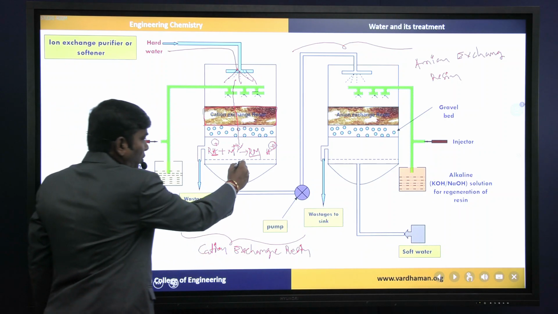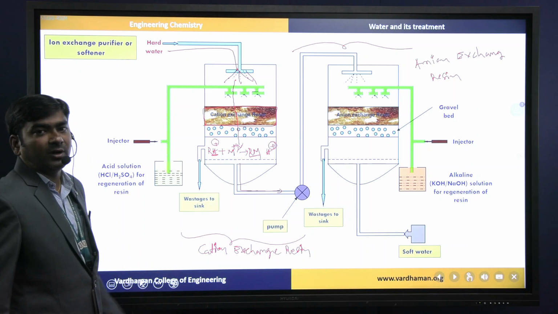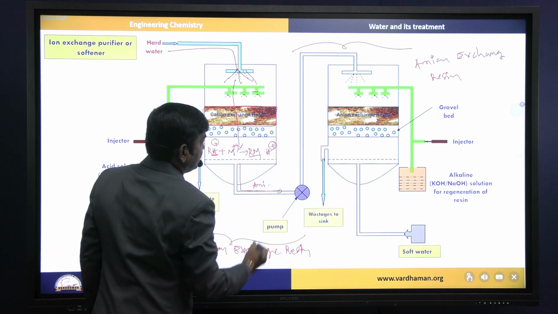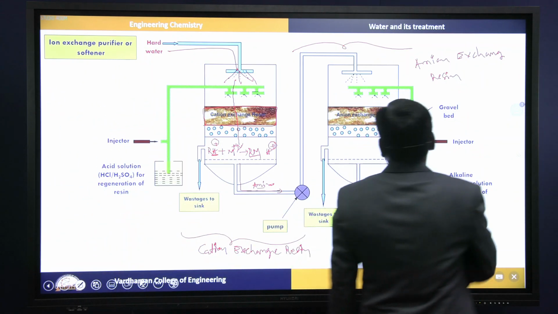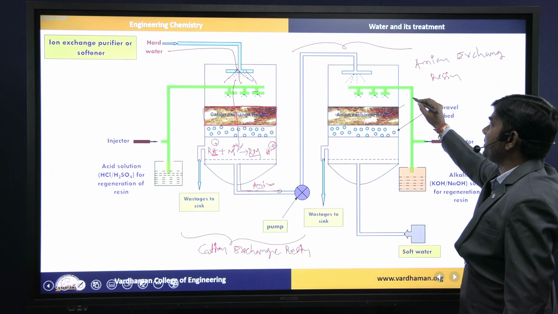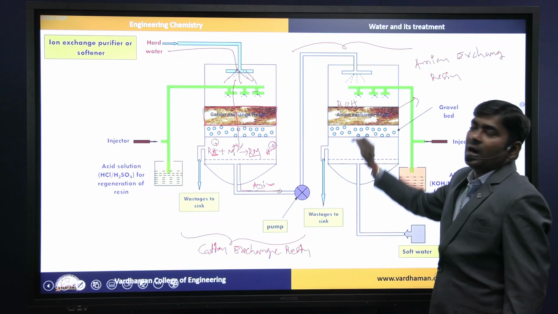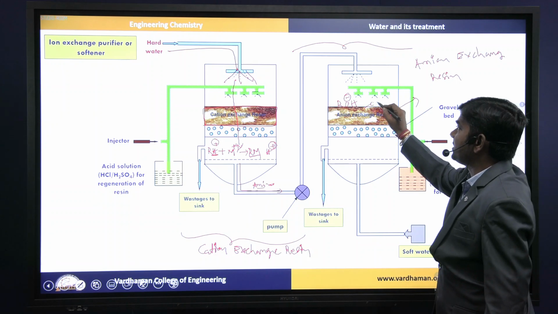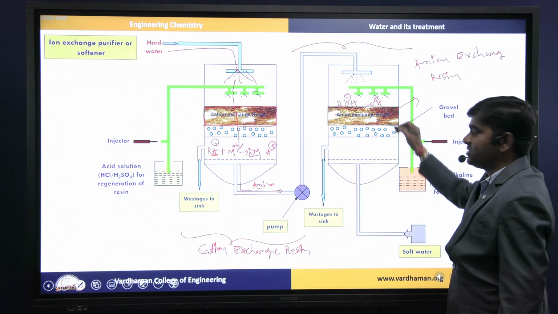Now whatever water is coming down, we can call cation free water. In this water cations are absent and only anions are present. That water is passed to the next chamber, where the anion exchange resin bed is there. We abbreviate that bed as ROH minus. Exchangeable OH minus ions are there in this bed, so all the anions will be exchanged here.